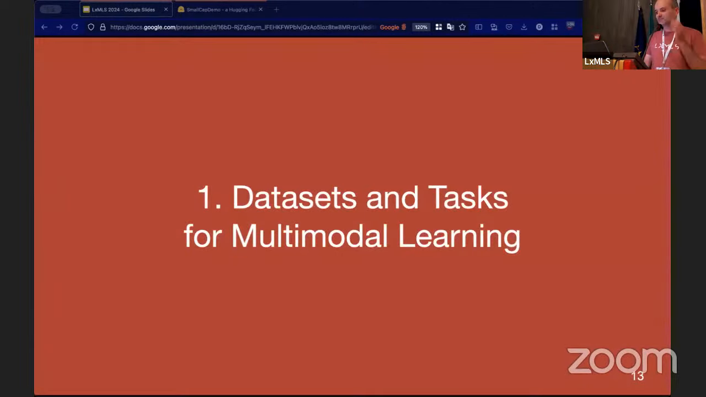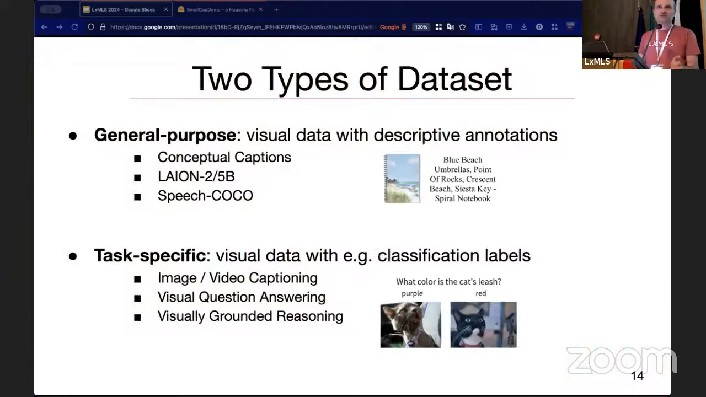So let's dive in. Datasets and tasks. So in my opinion, there are basically two types of datasets. There are general purpose datasets where you have visual data paired with descriptive annotations. This could be an example shown here on the right-hand side. And these are typically examples where the datasets are scraped from the web. So you'll have datasets like Conceptual Captions or LAION.